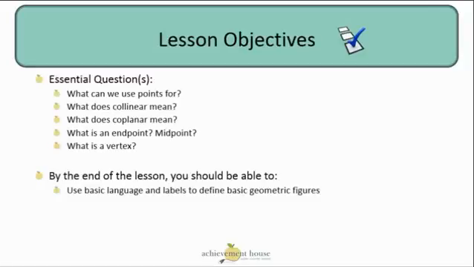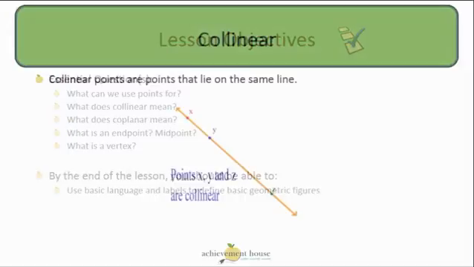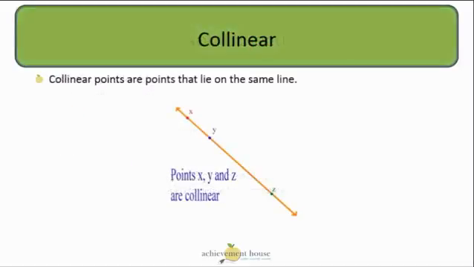So essential questions for this lesson: what can we use points for? What does collinear mean? What does coplanar mean? And what is an endpoint or a midpoint? And finally, what is a vertex? So we're just going to cover those things. And by the end of the lesson, you should be able to use just the basic language and labels to define geometric figures.